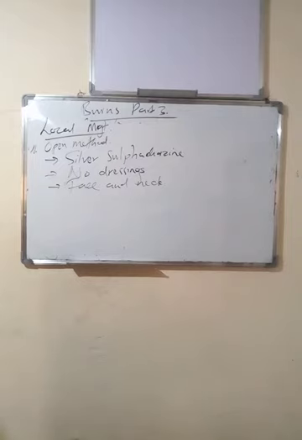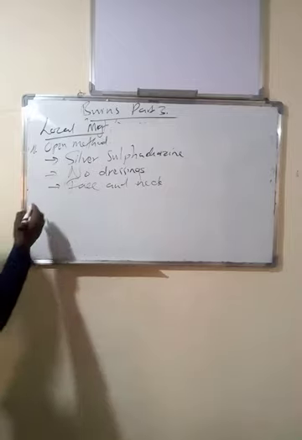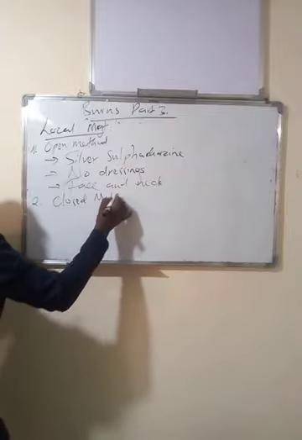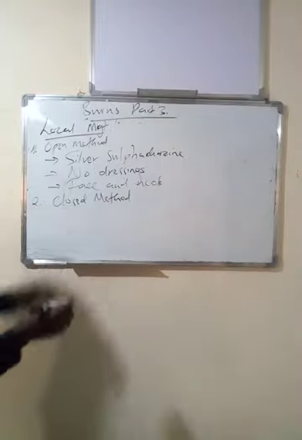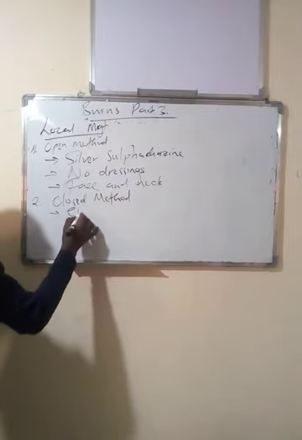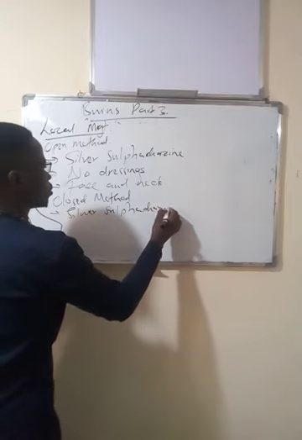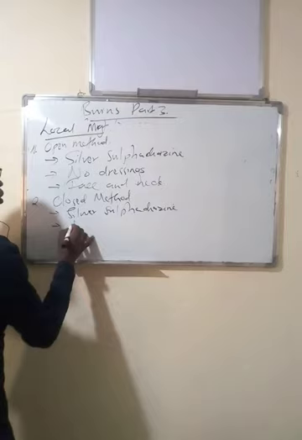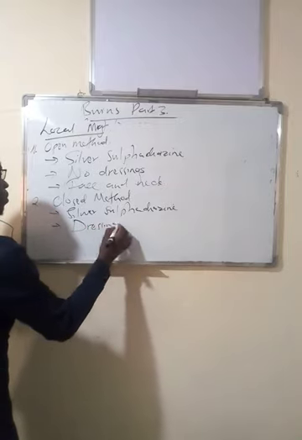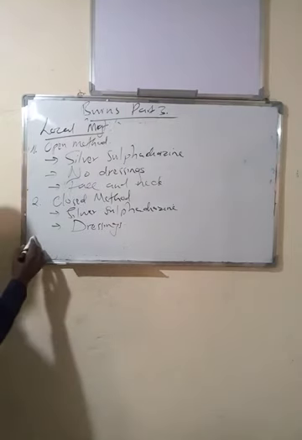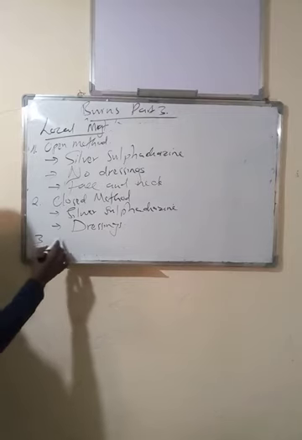Then we can also have what is called the closed method. Here basically what you're doing is just the same, with silver sulfadiazine, but here you put a dressing. You have to put the dressing. Then you can also do a skin graft, specifically what is called tangential skin grafting.